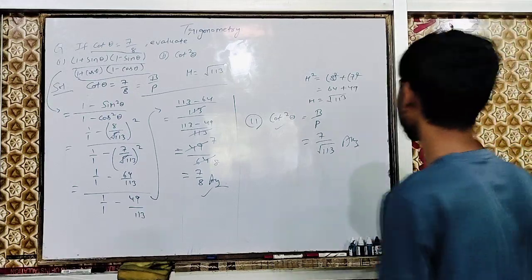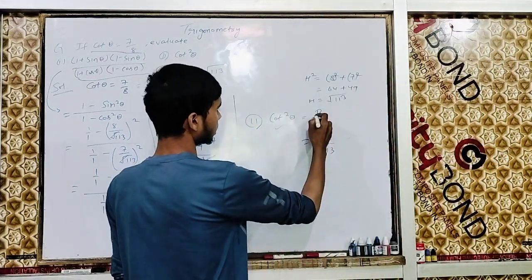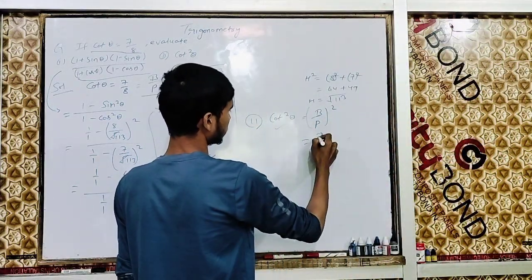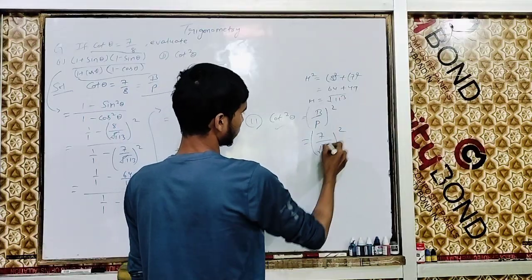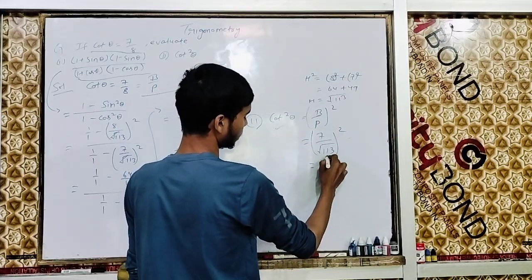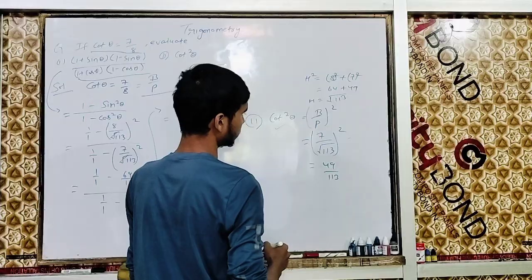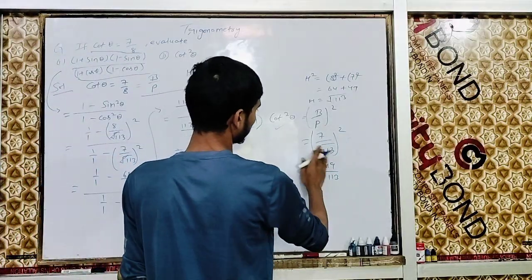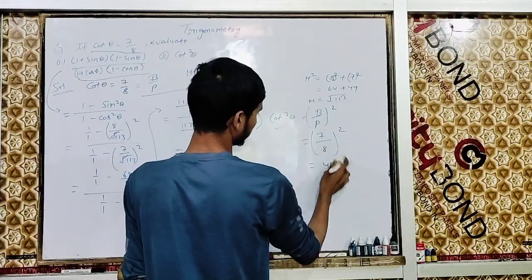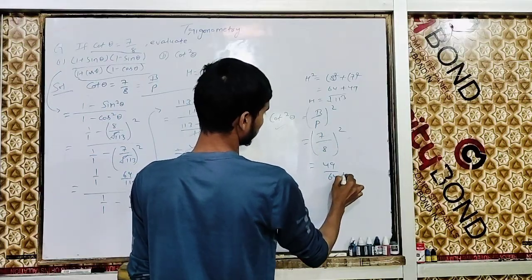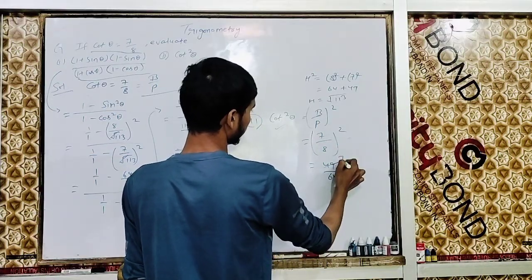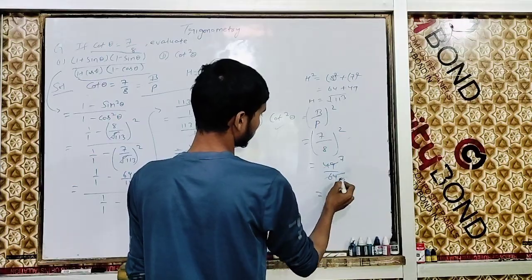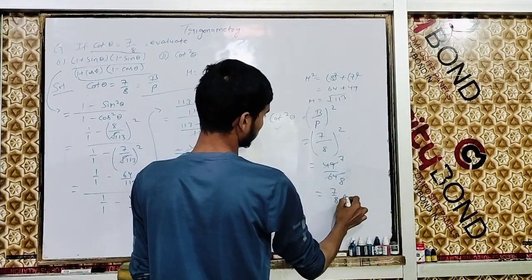Here remember, I made a mistake: this is in a square. This is in a square. So it would be 49 upon 113 and this would be 64 upon 113. So here P is how much? P is 8. So it would be 64. This is the final answer, and you know 7 sevens are and 8 eights are, 7 upon 8.